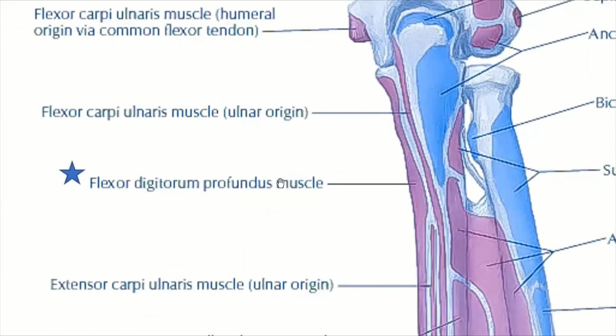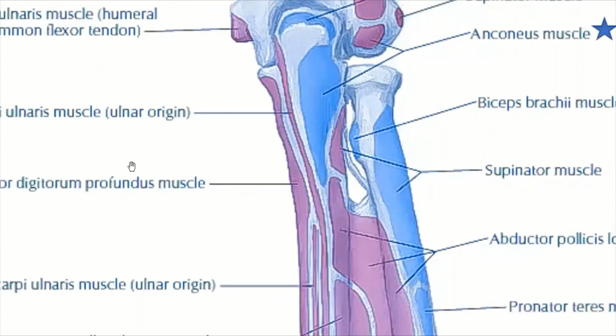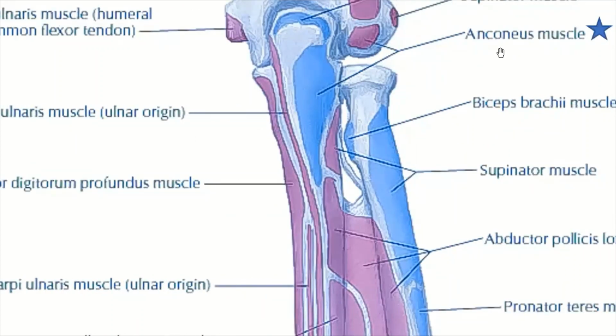This is the flexor digitorum profundus. Here you could see this is the flexor digitorum profundus going up. And this is the attachment of the anconeus. This is the origin, and this is the insertion.